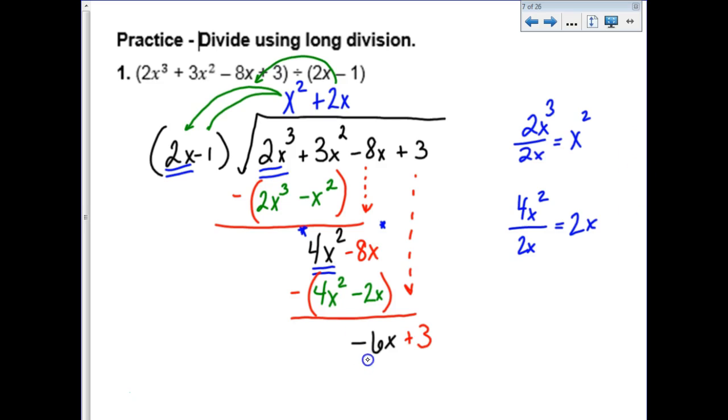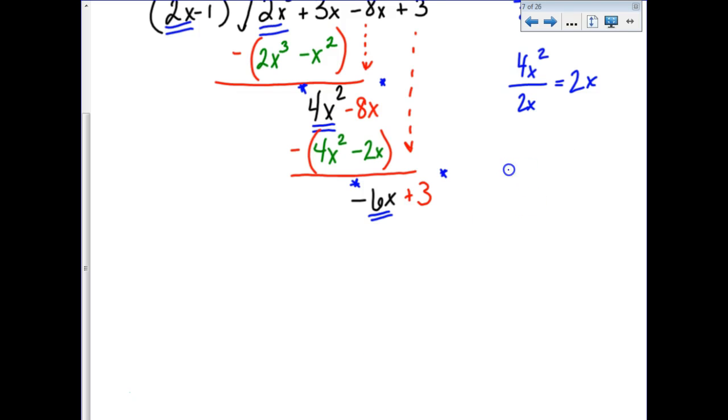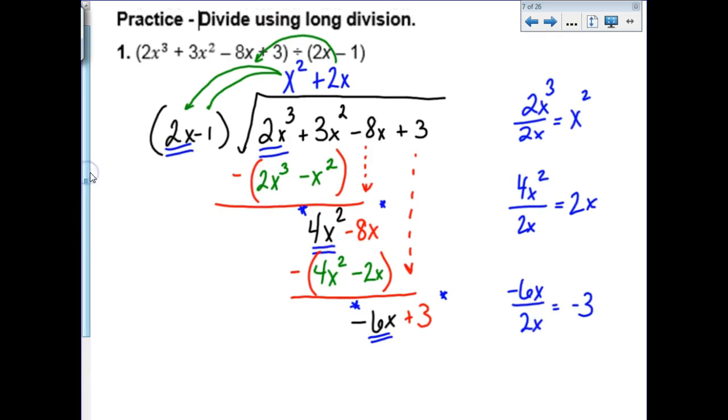Start again. All right, here's your new problem. Negative 6x plus 3. We're dividing the negative 6x by the 2x. Almost home free. This is our last step, right? This becomes a negative 3. That's what you write up at the top.